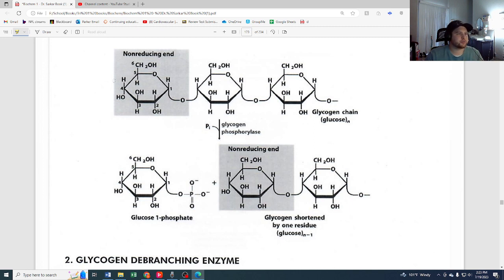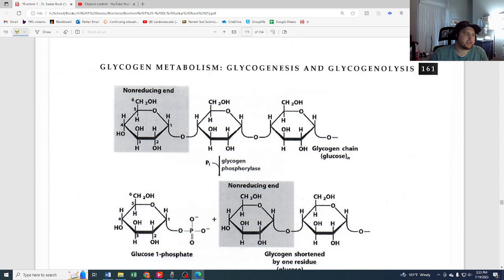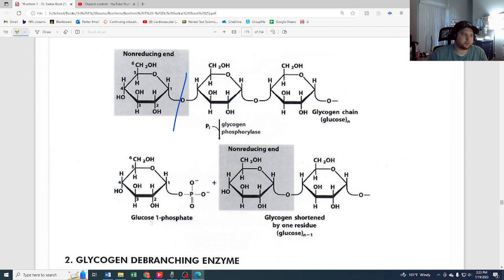So our non-reducing end and our reducing end. Our reducing end would typically be the end that we would continue to be adding glycogen to. So we're going to be taking from the non-reducing end. Right here, this enzyme comes in. It's going to cleave that bond, replace it with a phosphate, and we end up with glucose 1-phosphate. Now the next glucose is the non-reducing end, and that is our glucose N-1, N being the total number of glucose residues in that chain of glycogen.